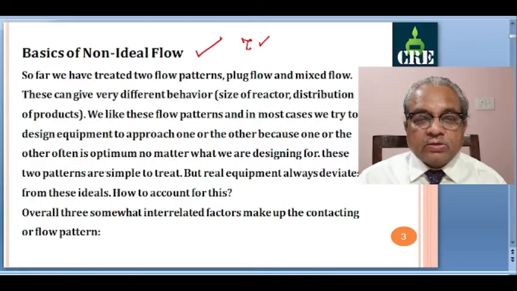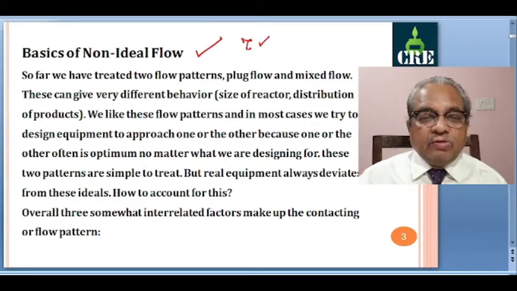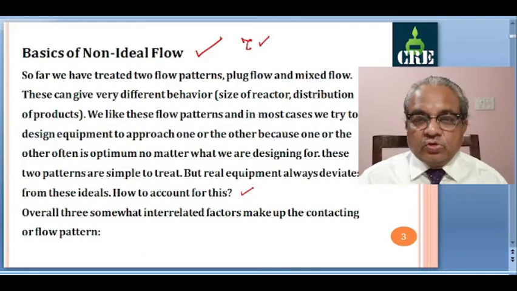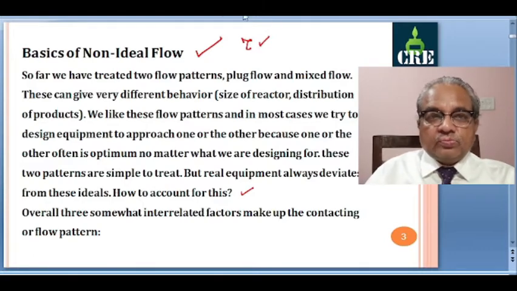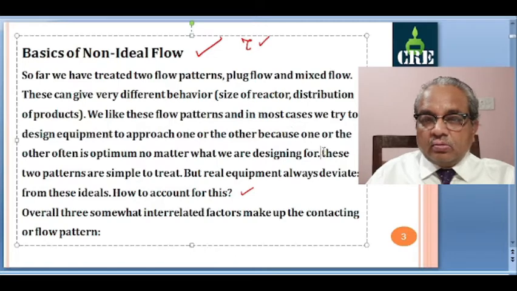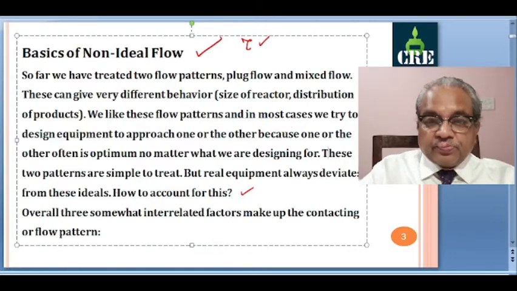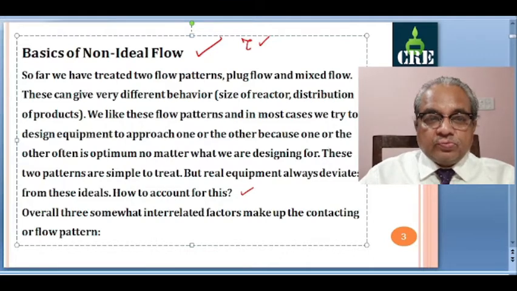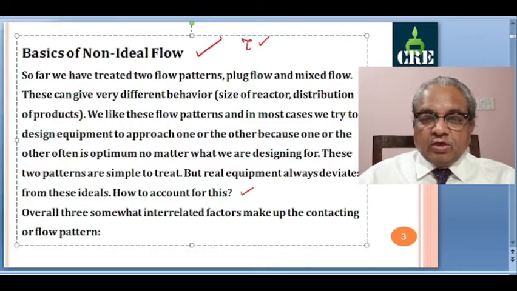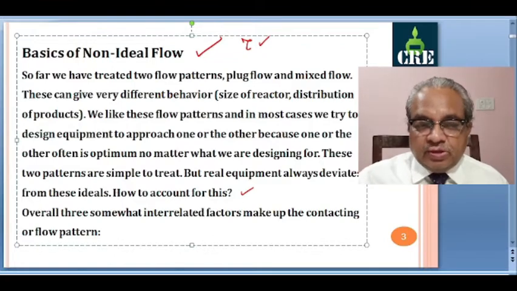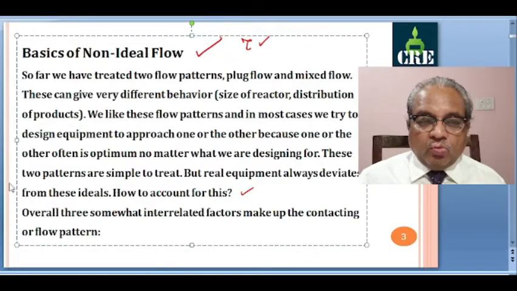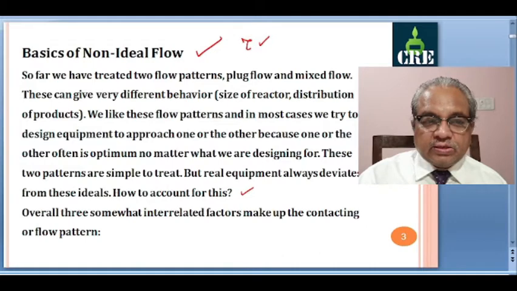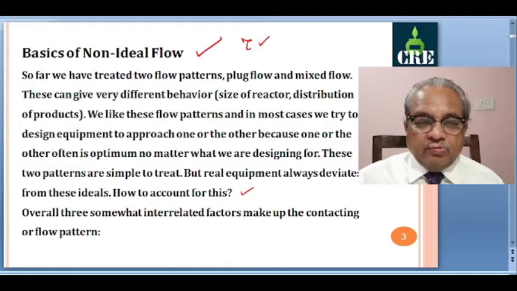These two patterns are simple to treat, but real equipment always deviates from ideals, and how to account for this? So the two patterns we are talking about are ideal models, and now we want to check that real equipment will not behave this way, there will be deviation from these ideals, and what kind of deviations will be there and how to deal with it, that we will see.